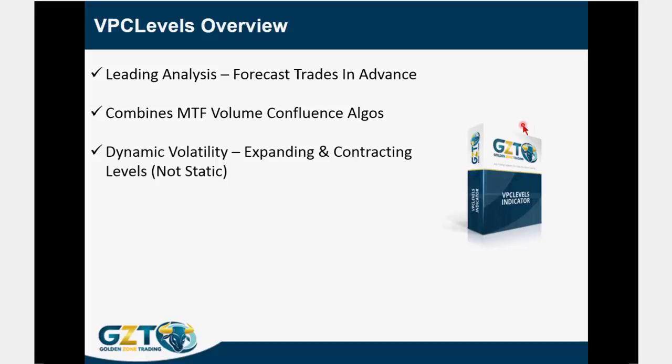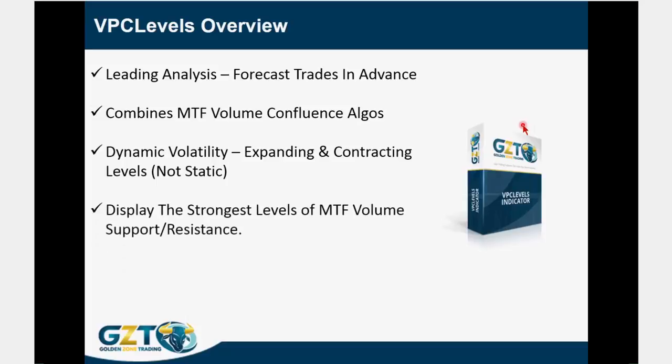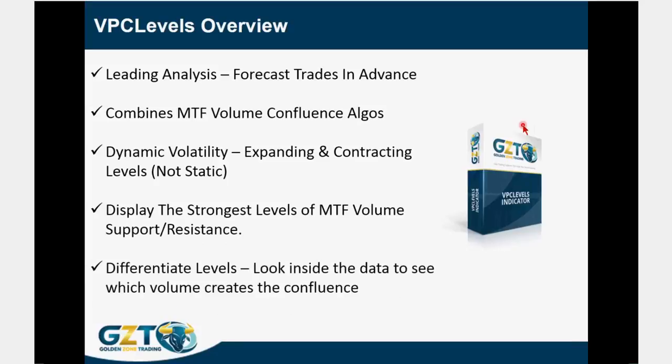Because if you look at pivot points, you look at some of the other indicators, they can be static. This is something that's dynamic, it's moving in reference to the market movement and the forces of the market. So we display the strongest levels of the multi-time frame volume, support, and resistance. Now, there is one way that we can actually look at this. We're looking inside the data, and we find confluence within that data, but we can also differentiate the levels. So we can look inside the data to see what actually affected that level.